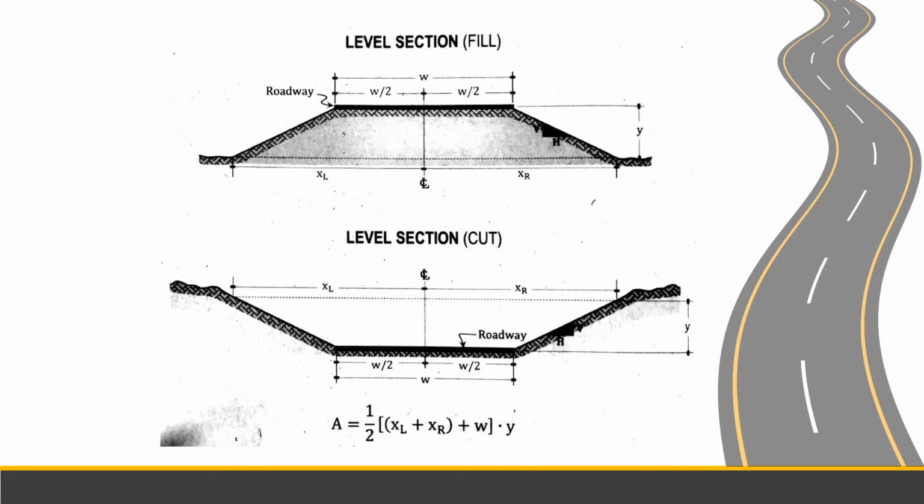And then, if you have a level section, this will be the formula for the area, since there is only one vertical distance on the left, right, and center line. So this will be the formula. If you use the area of a triangle, it is also easier here. So either way, you can use whichever formula you prefer.